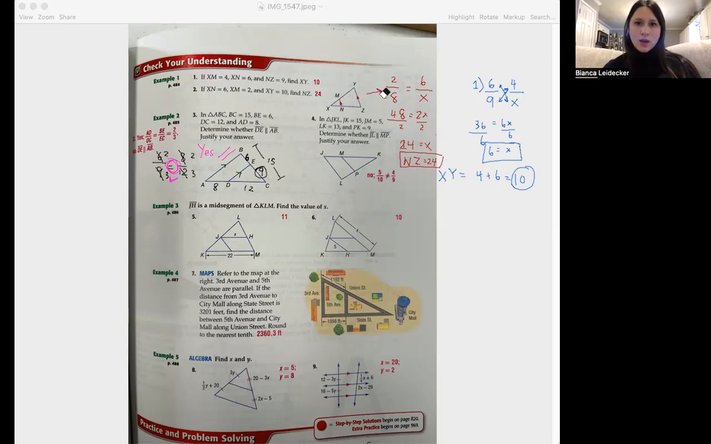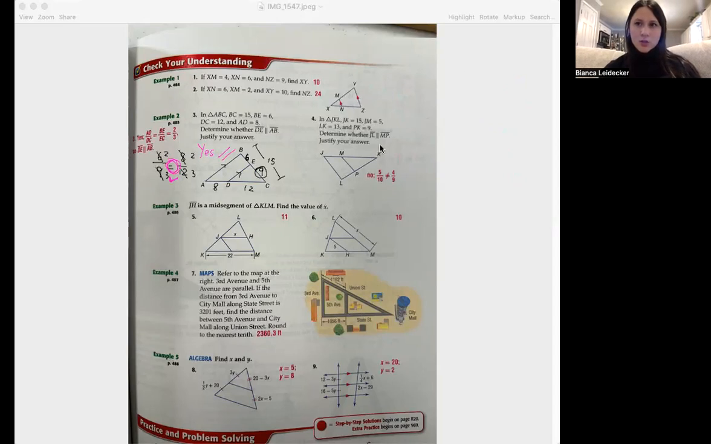So then over on number 4, let me clear some space so I can do number 4. Same idea. Let's label our picture. Labeling our picture is going to make a huge difference. So JK, we're looking at this triangle. JK is 15, so this entire thing is 15. JM is 5.